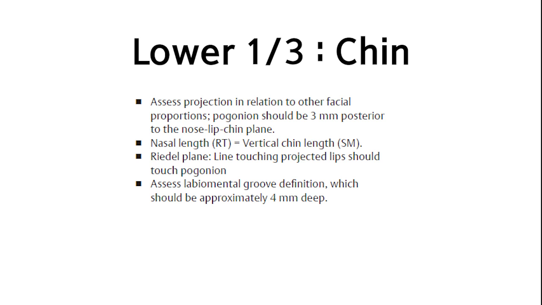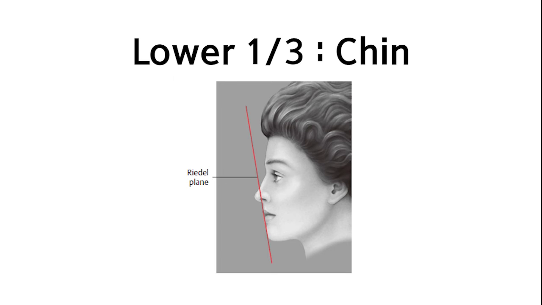Chin. In the chin area, we should assess projection in relation to the other facial proportions. Pogonion should be 3 mm posterior to the nose-lip-chin plane. Ideal nasal length is equal to the vertical chin length. The radix plane is a line touching the projected lips, which should touch the pogonion. Assess the labiomental fold definition, which should be approximately 4 mm deep.